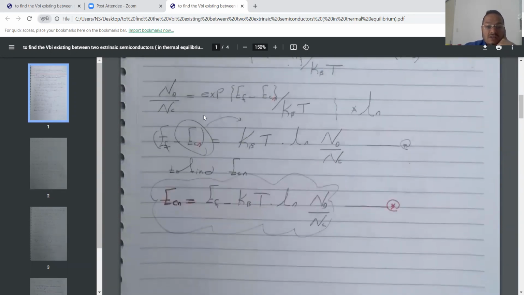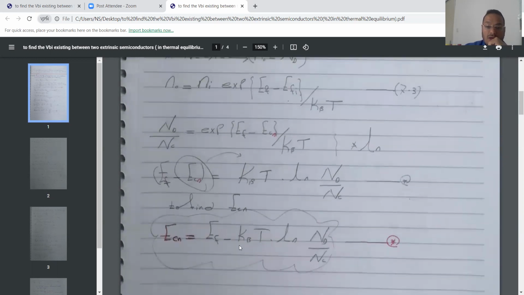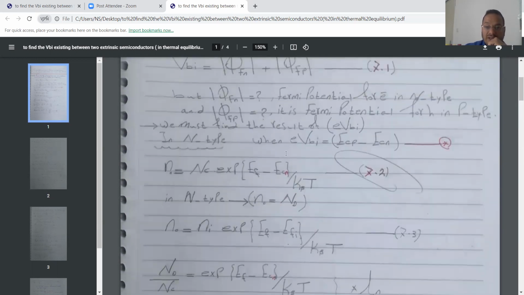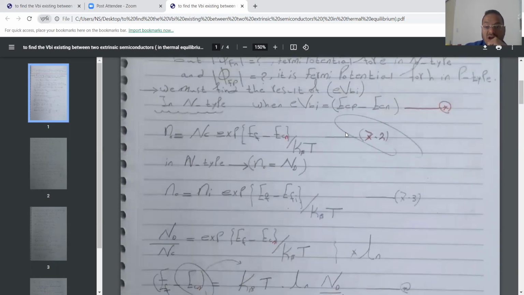Now let's calculate just this result for the electron conduction energy band: E_C equals Fermi level minus Boltzmann constant times temperature times the log of donor concentration N_D divided by the effective density of the conduction band N_C. This will be important because this is the element we need to calculate the electron built-in barrier potential. Okay. Now we will start to determine the hole's energy band.